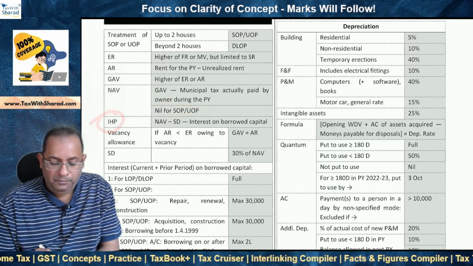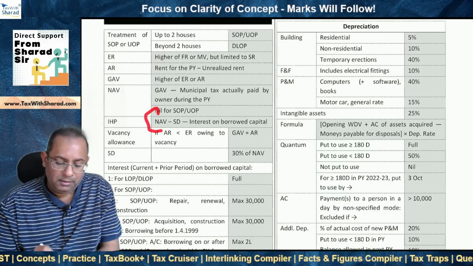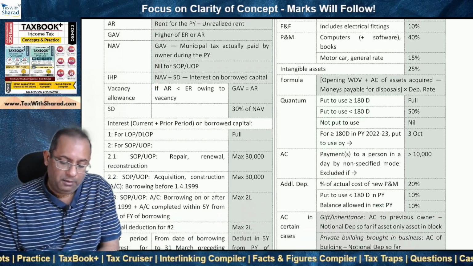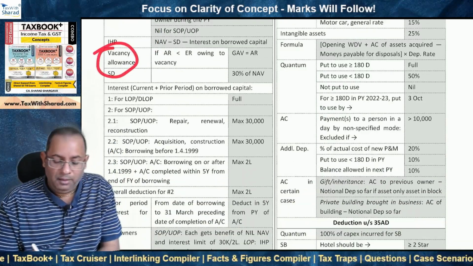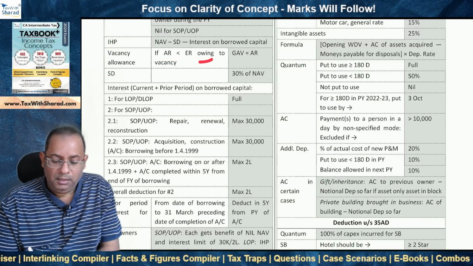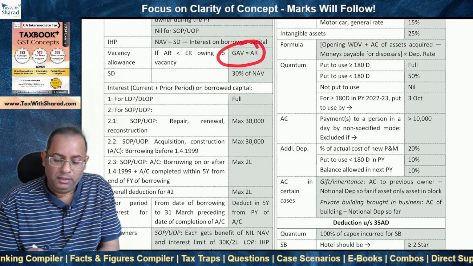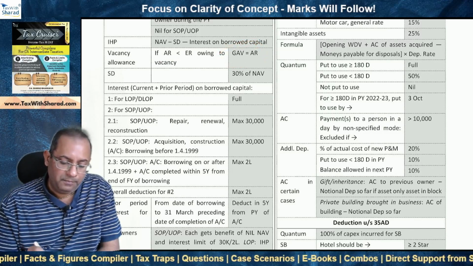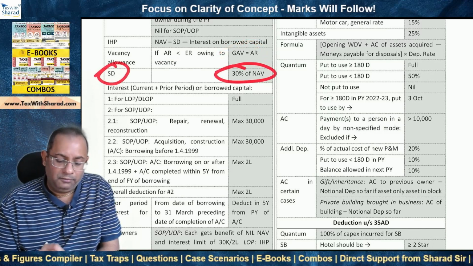Income from house property computation formula is NAV minus the standard deduction minus interest on borrowed capital. Vacancy allowance is available. If the actual rent is less than the expected rent owing to vacancy, then the gross annual value is taken to be the actual rent, not the expected rent. The standard deduction is 30% of NAV.